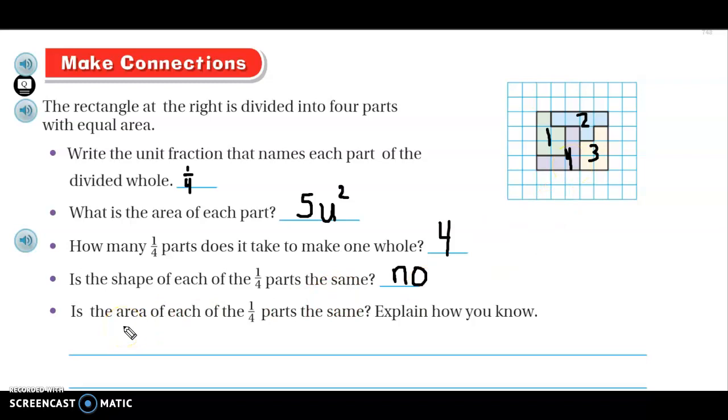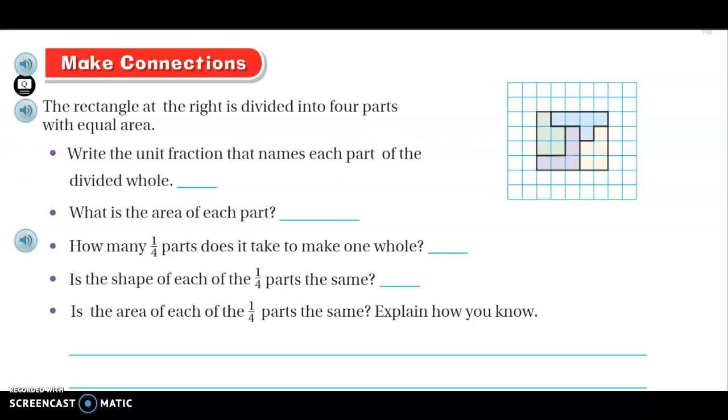And the last question. Is the area of the 1/4 parts the same? Explain how you know. All right, we already talked about this. I'm not going to write it down with my pen. It'll take me a really long time and you'll get bored and probably fall asleep. But if you're going to explain this, the area is the same. They all have 5 units squared. And I explained that, I counted the area of each shape, and the area of each shape is 5. That's how I know. I counted the squares. By counting the squares, I can prove that the area is the same of all those shapes.